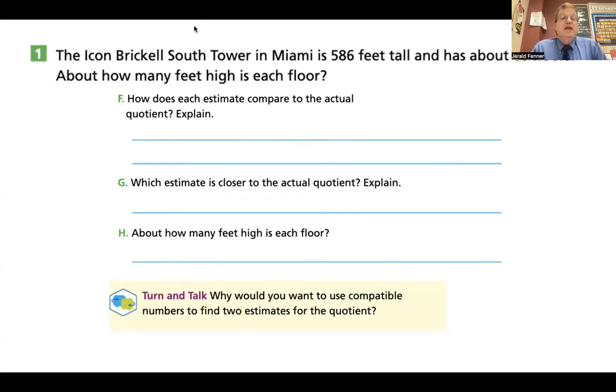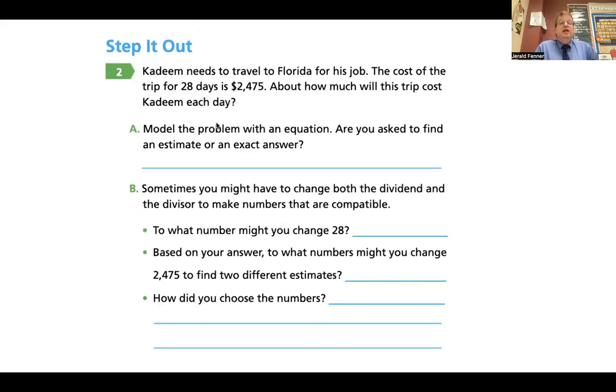So let's move on to the very next page. Kadeem needs to travel to Florida for his job. The cost of the trip for 28 days is $2,475. About how much will this trip cost Kadeem each day? So model the problem with an equation. Are you asked to find an estimate or the exact number?